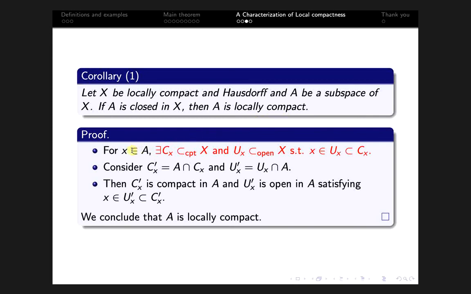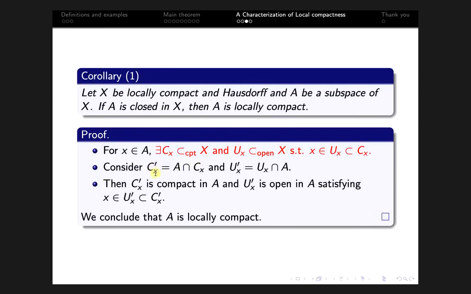Suppose little x is a point in A. Then as A is a subset of the space X, x is also a point in X, and X is locally compact. Therefore there exists a compact subset Cx in the topological space X and an open set Ux in X such that x belongs to Ux and Ux is contained in Cx.